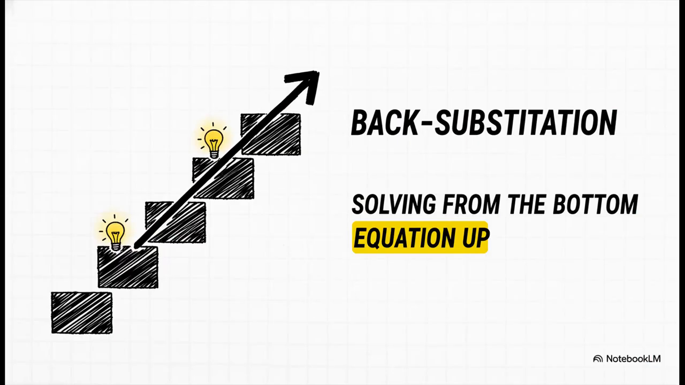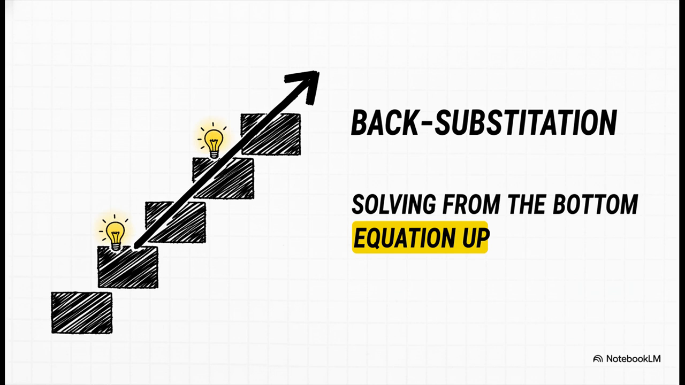So once we have our nice staircase, the solution is right around the corner. You start at the very bottom equation, it's the simplest one now, and you solve for its one variable. Then you take that answer, plug it into the equation right above it, solve for the next variable, and you just keep working your way back up to the top.